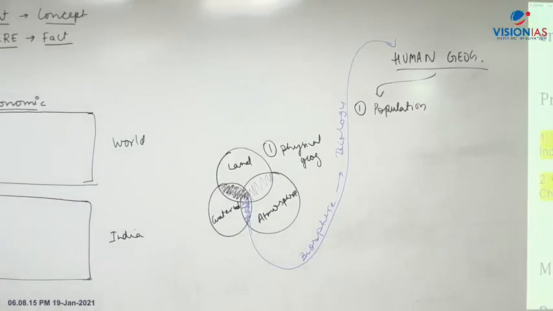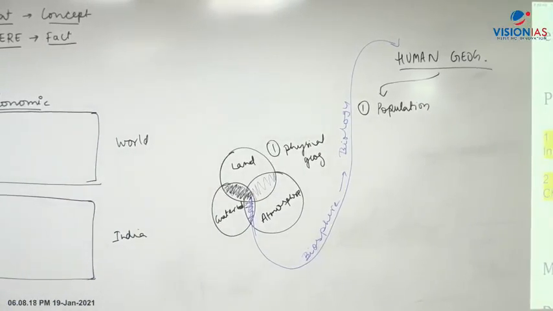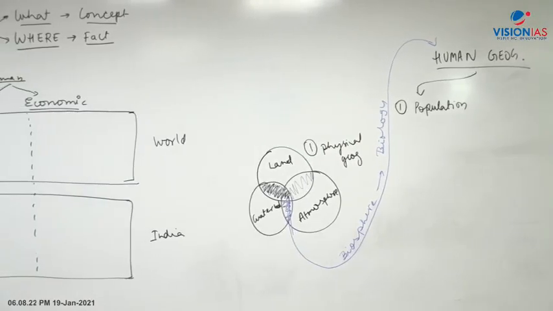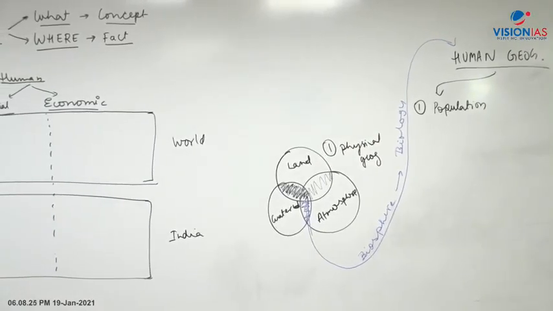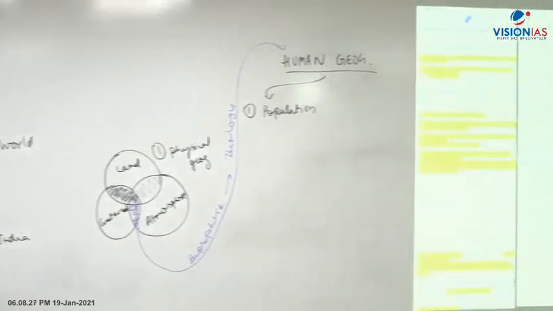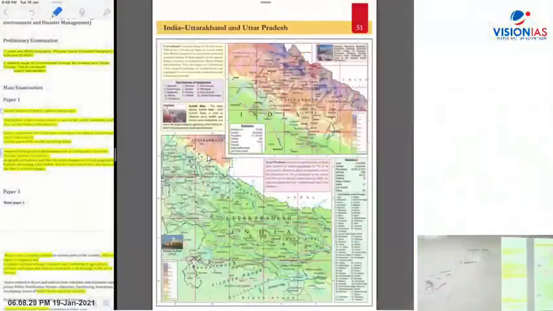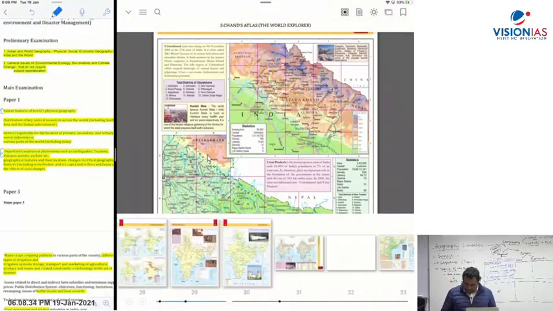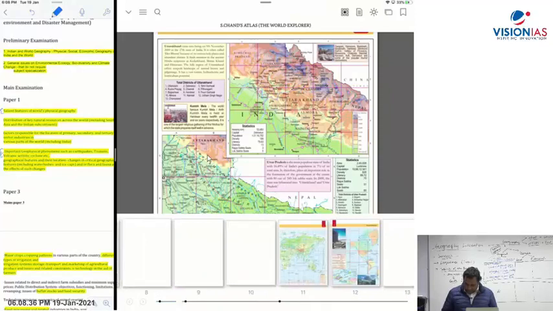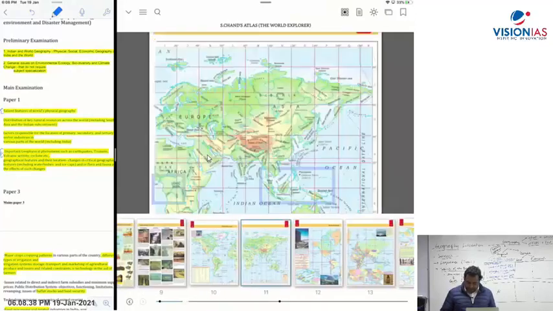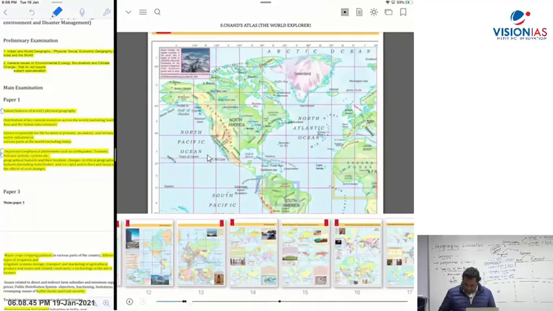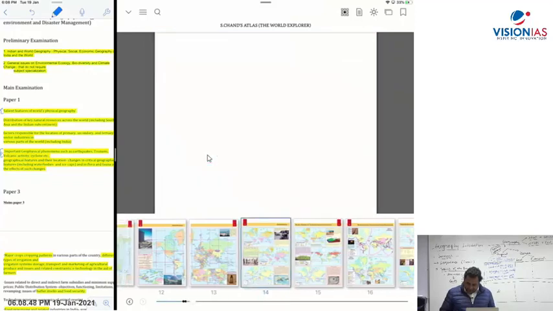So if I show you a diagram and ask you, where do you think most of the people on the earth live? Okay, let me just take any one world map.